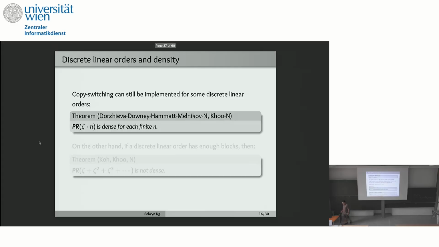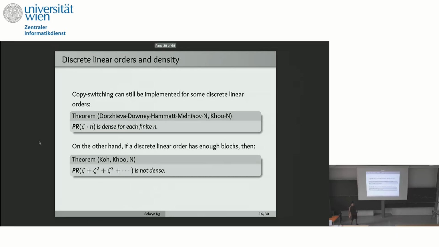Okay, so moving on to other linear orders. Nevertheless, this kind of copy switching can still be implemented for certain kinds of discrete linear orders. So, for example, if you take the integers as a linear order, in fact, if you take finitely many copies of the integers as a linear order, the PR degree structure is dense.